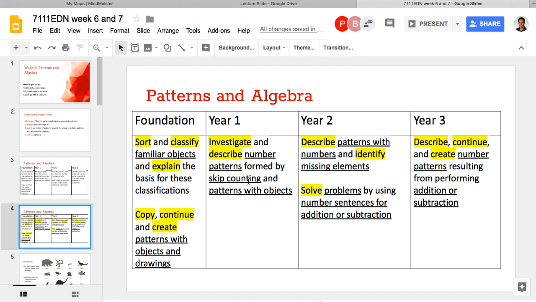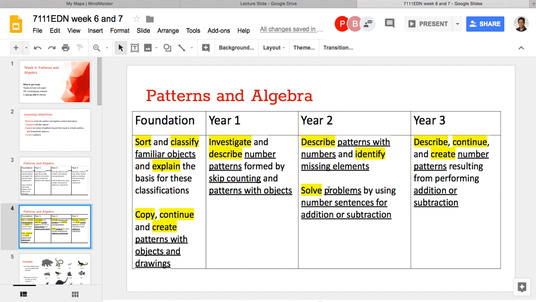And what we call that in education is the concept of spiraling. That we introduce a concept at 1 year level and we revisit it again and revisit it again, but each time we revisit it at a higher level. So not only are we doing number patterns, but we're continuing our work with patterns with objects. In year 2, we're starting to describe these patterns with numbers and also identifying missing elements. Okay? And if you don't know what that is, that's okay. We'll be explaining what that is later on in this lecture.